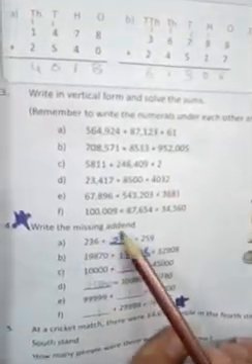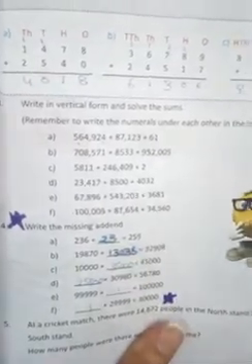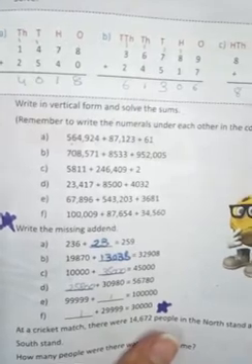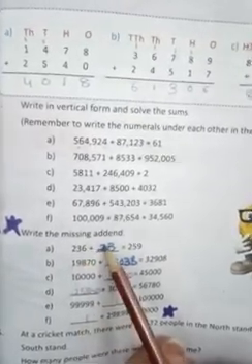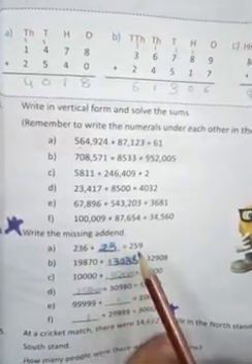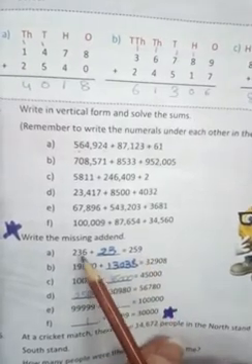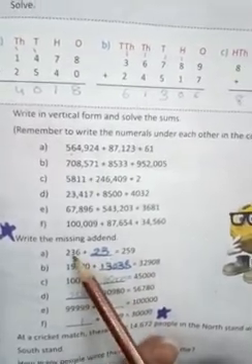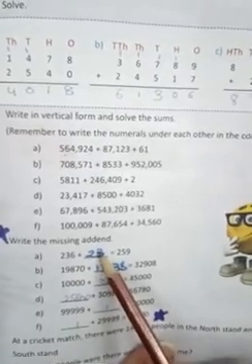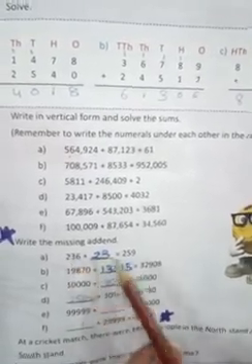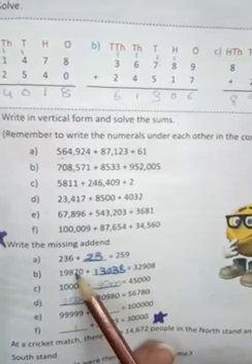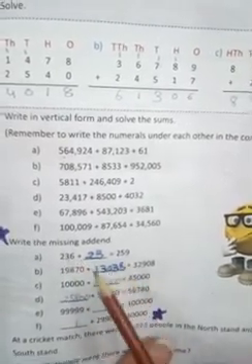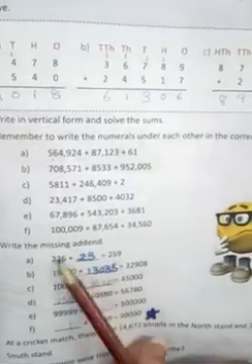Write the missing addend. You know very well how we have to find the missing addend. The numbers which we add are called addends and our answer is the sum. Whichever addend is missing, whether it is the first one or the second one, you can easily find it by subtracting the given two numbers.